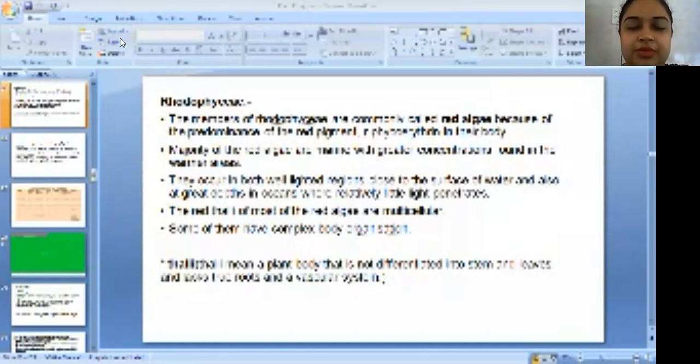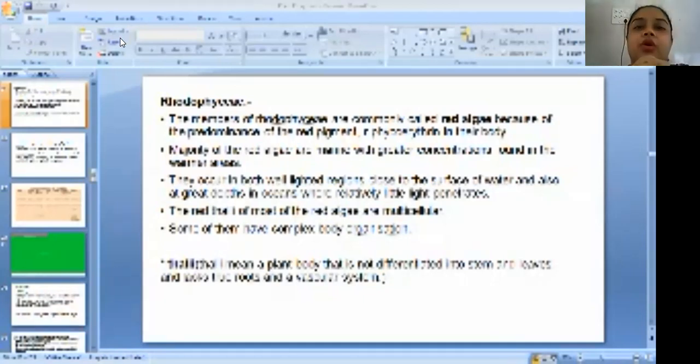I'm not able to listen. R-phycoerythrin. Phycoerythrin. Yes. R-phycoerythrin. Very good. Okay. Now where they are found? Which habitat they are found? Marine, salty areas. Yes, marine areas, and warm areas.